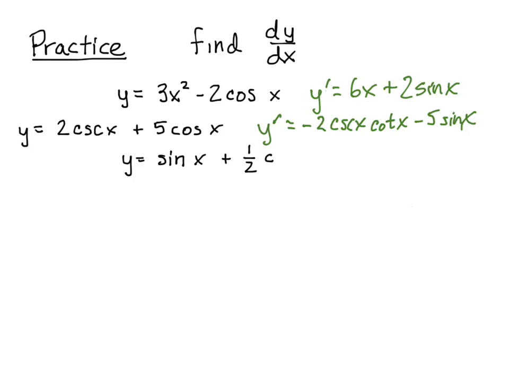Okay, so the next one is going to just be y equals a sine of x plus 1/2 the cotangent of x. And I'll give you just a couple minutes here to do this.